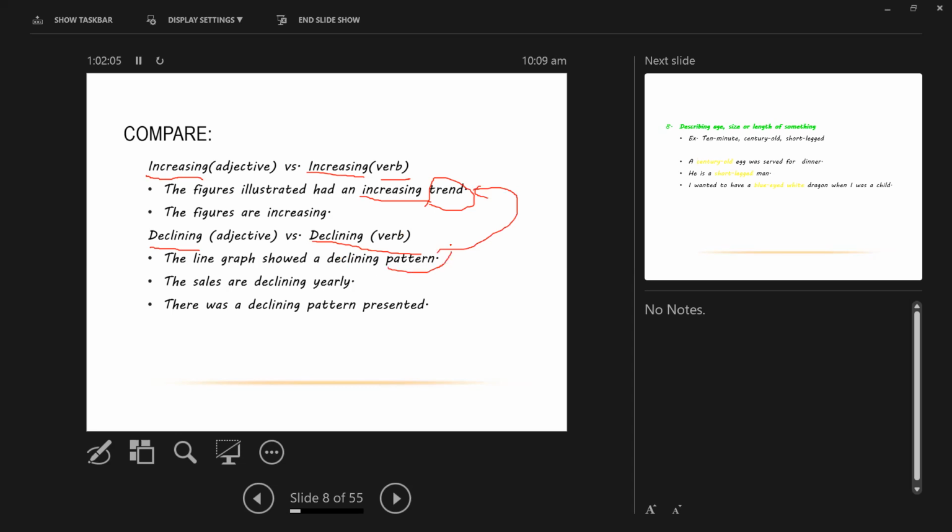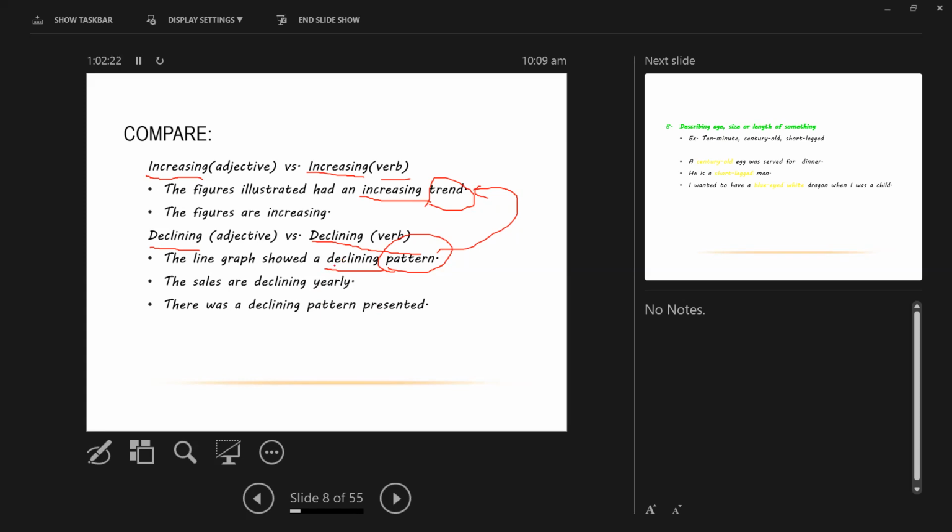It modifies the word pattern. What kind of pattern is it? It's a declining pattern. So here, on the first example, the word declining is used as an adjective.